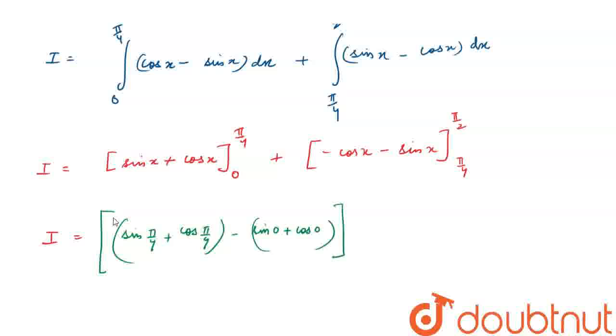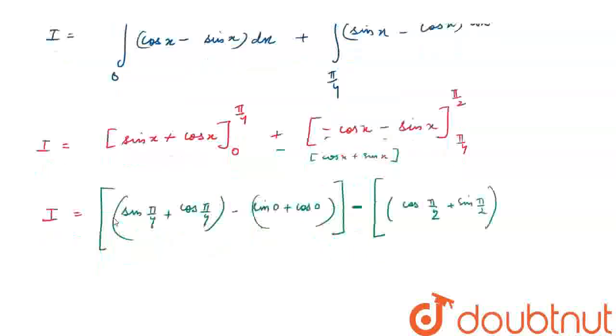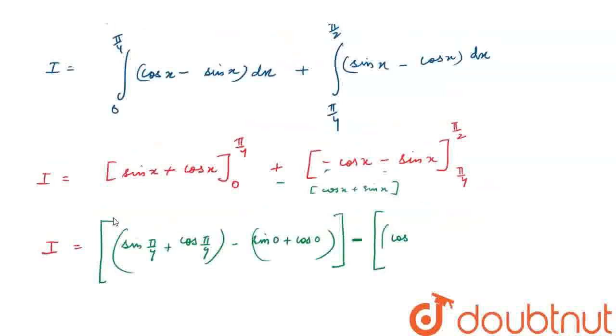And here if we take the minus common, this will become minus, and here we will have cos x plus sin x. In cos x plus sin x we will add the limits. So we will get cos pi by 2 plus sin pi by 2, and here we have minus cos pi by 4 plus sin pi by 4.